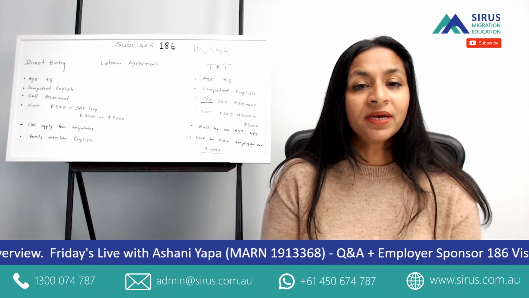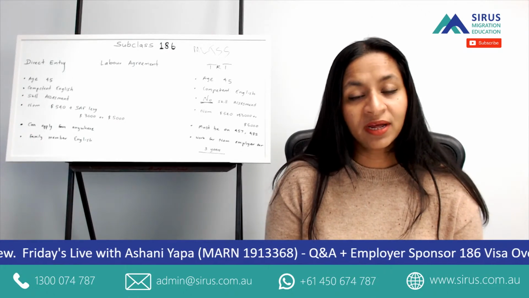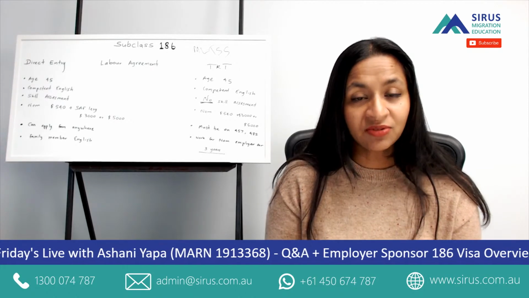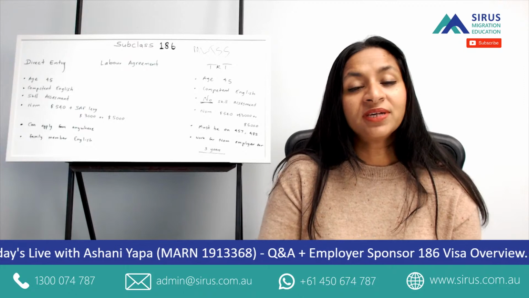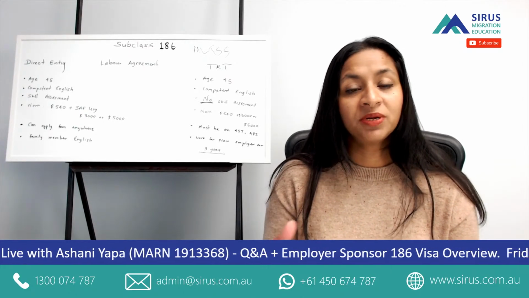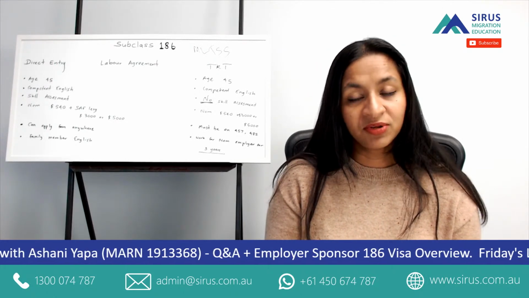The main applicant, if they're in Australia, needs to hold a substantial visa or bridging visa A, B or C. So we cannot apply for 186 from bridging visa E. It has to be A, B or C or a substantial visa.